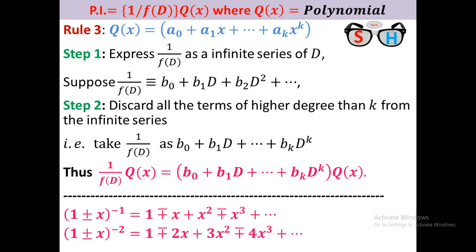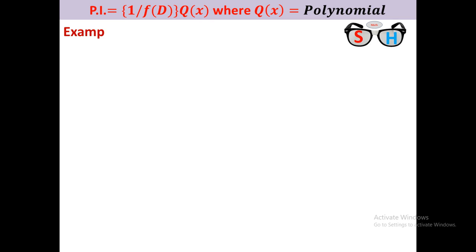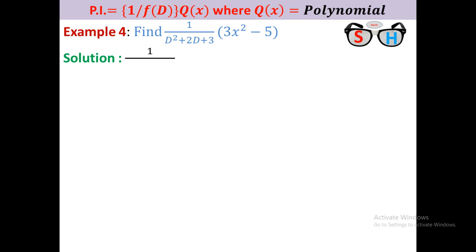This is not true for all x. There is some range, but we are not interested in this. We just take the formulas simply. Okay, now I give an example to illustrate this formula. Find the particular integral where f(D) is a second degree polynomial. This is D square plus 2D plus 3, and the right hand side is a second degree polynomial. Then we have to express 1 by f(D), that is 1 by D square plus 2D plus 3, as an infinite series.